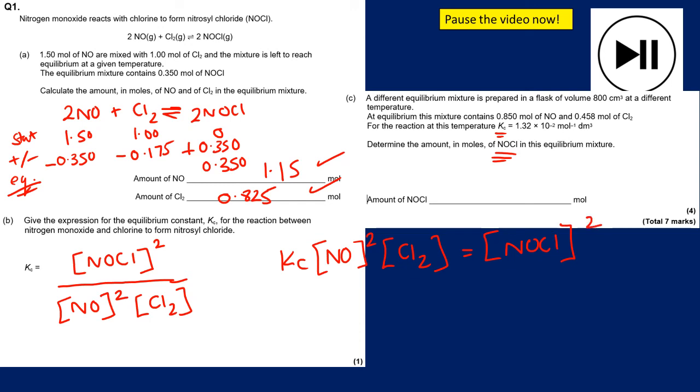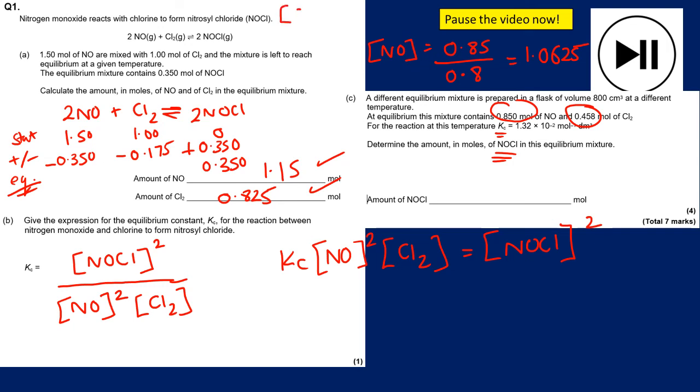So I need to convert these moles into concentrations because the equilibrium expression works in concentrations. That's what these square brackets mean, and the question has given me moles. So I'm going to have to work out the concentration. Concentration of NO is going to be the moles over volume. That's what concentration is. The volume is 800 centimeters cubed, but I must work in decimeters, so that's 0.8. So 0.85 divided by 0.8 is equal to 1.0625.